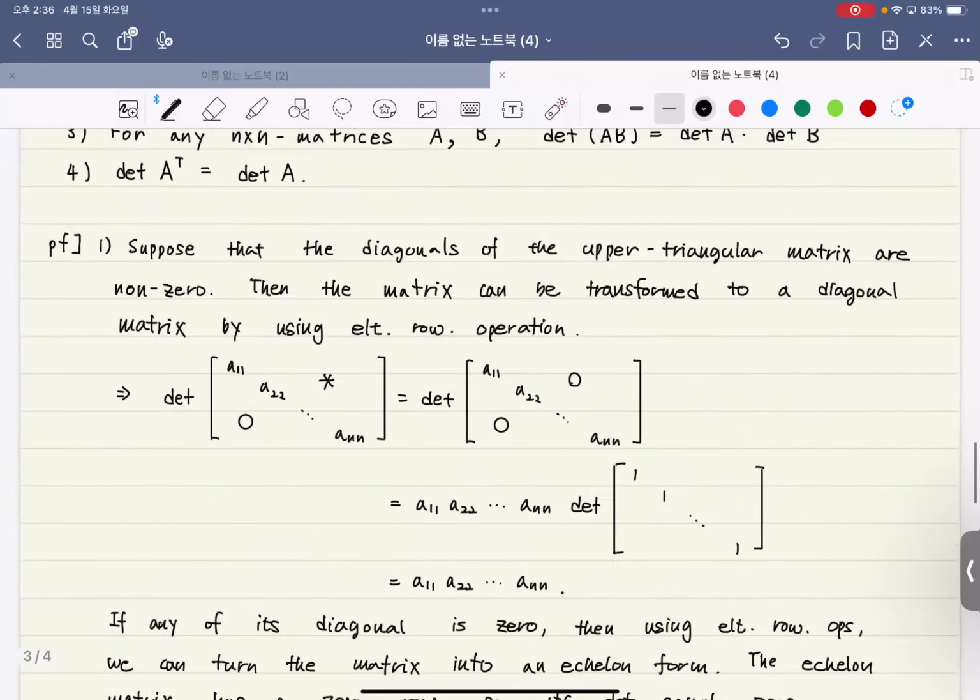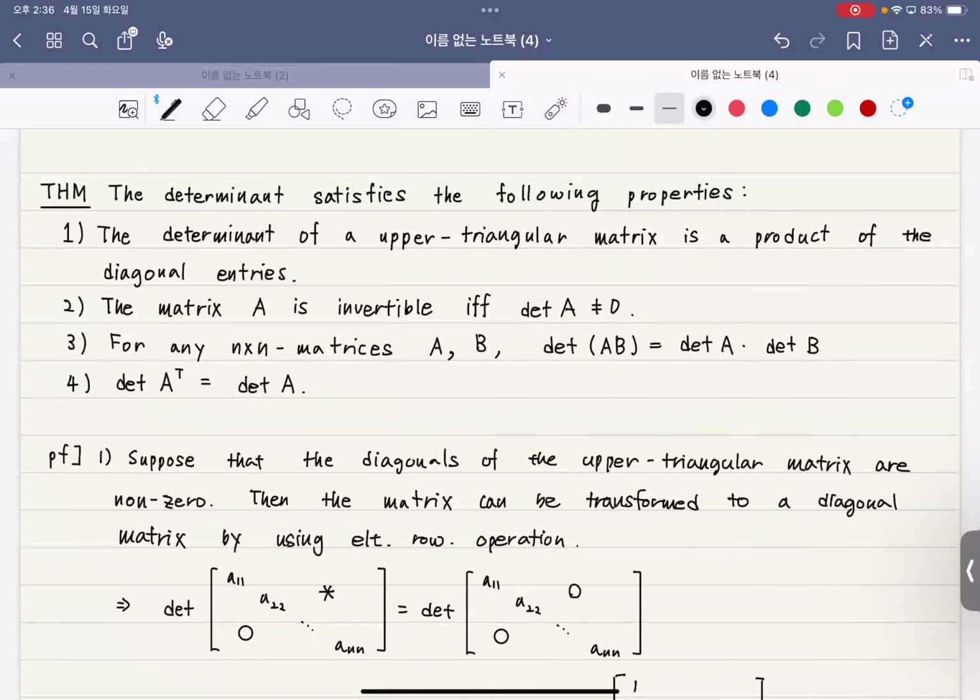And now the number 3. For any n by n matrices, the determinant of A times B is the determinant of A times the determinant of B. As a matter of fact, proving statement number 3 requires a lot of time and effort. But this is actually my favorite part of this Gilbert Strang textbook. He gives us a very elegant proof of statement number 3. So let me try to follow his idea one by one.